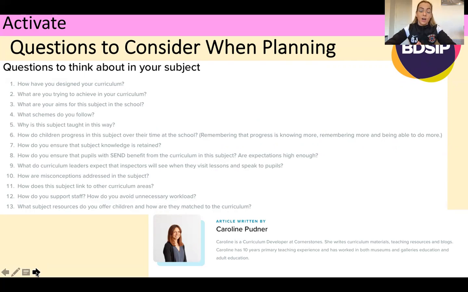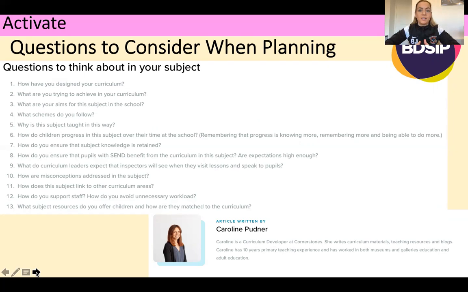Are expectations high enough? What do curriculum leaders expect that inspectors will see when they visit lessons and speak to pupils? How are misconceptions addressed in this subject? How does this subject link to other curriculum areas? How do you support staff? How do you avoid unnecessary workload? And finally, what subject resources do you offer children and how are they matched to the curriculum?